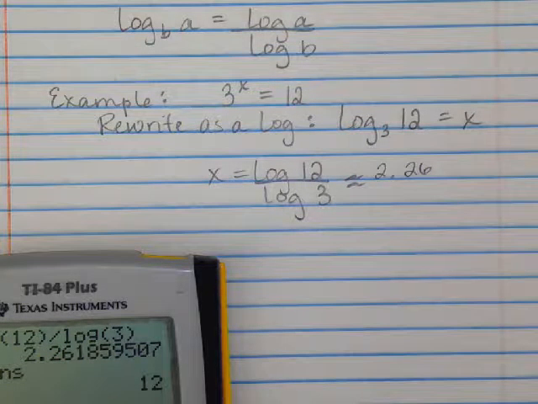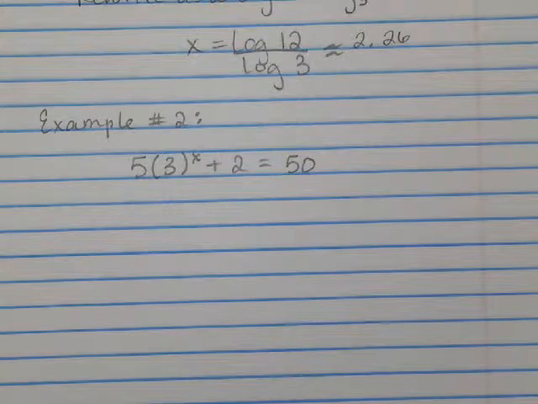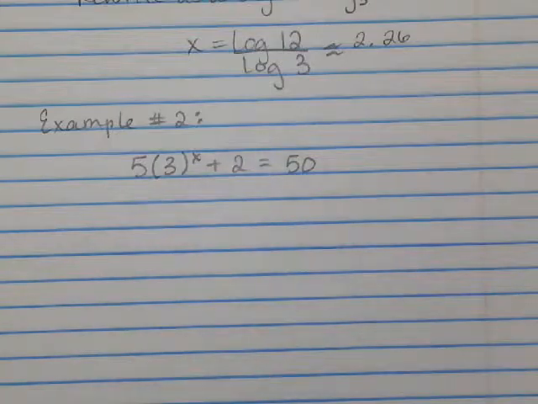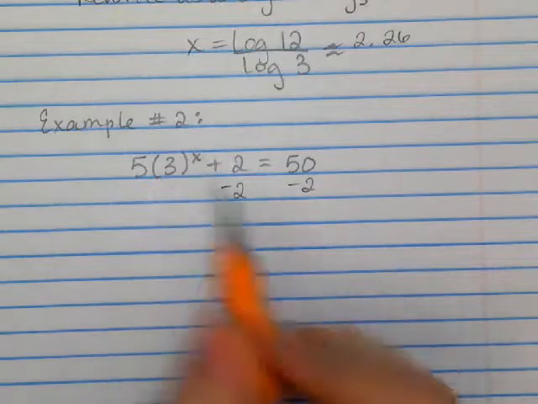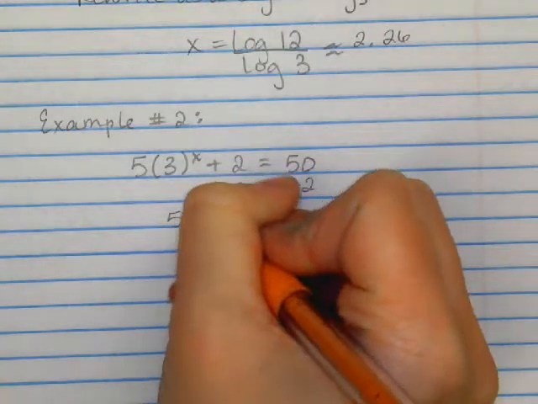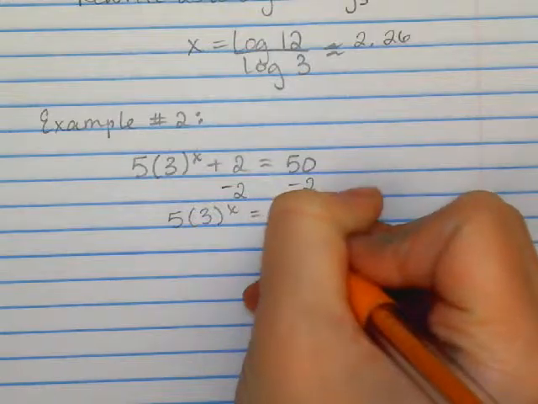And that is how we solve using logarithms when we have an exponent that we don't know. If I have an exponent of x, this makes it an exponential equation. Do I want to start by changing this into a log? No, I do not. What do I need to do first? I'm going to subtract the 2. So I'm going to gradually unwrap this 3 to the x. So I've got 5 times 3 to the x equals 48.